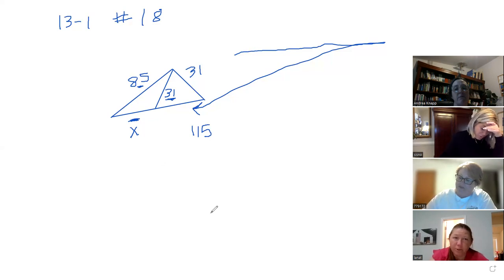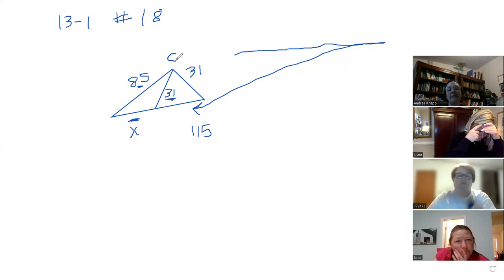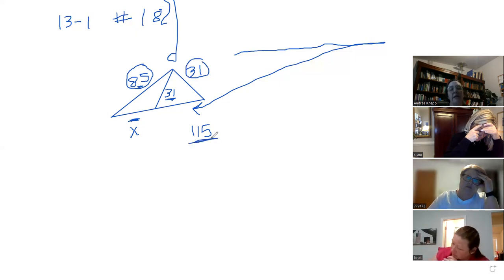I don't know. So the longest it can be is 115 because it's 116. Yeah, 85 plus 31 is 116. And that would be if you just squished down this vertex C so the triangle were flat, that would give you 116, but the sum of any two sides has to be greater than the third side. So the third side here couldn't be more than 115. That's the longest it could be.